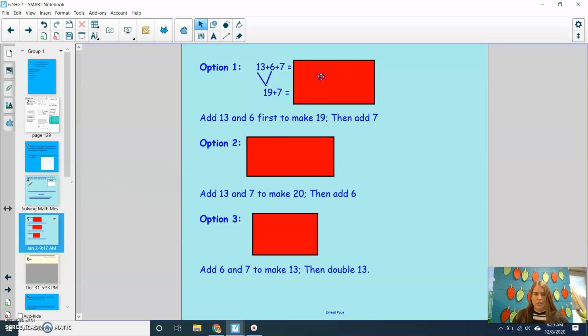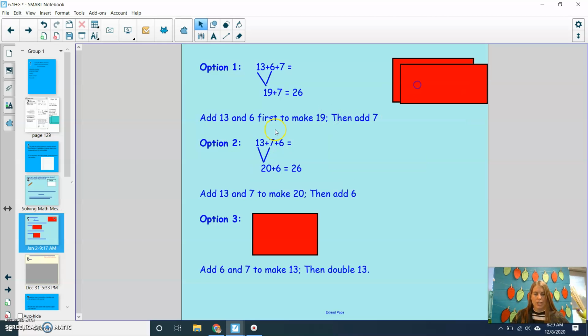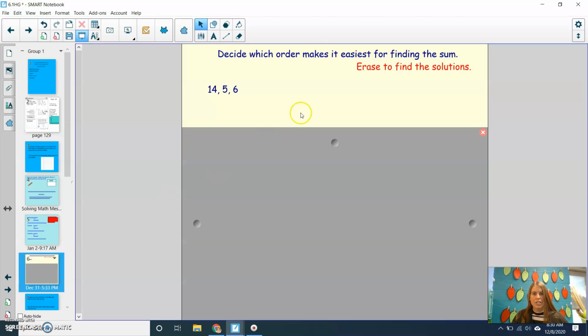So the first option I could do is I could add 13 plus 6, which equals 19, and then add 19 plus 7 to get my answer of 26. Another option I could do is I could do 13 plus 7, which equals 20, and then 20 plus 6 equals 26. And then the third option that I could do is I could do 6 plus 7, which equals 13, and then add another 13 to get me to 26. So now I want you to pay attention to which of these would be the easiest.